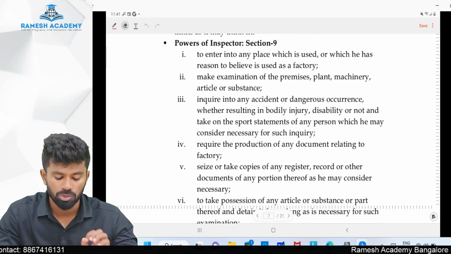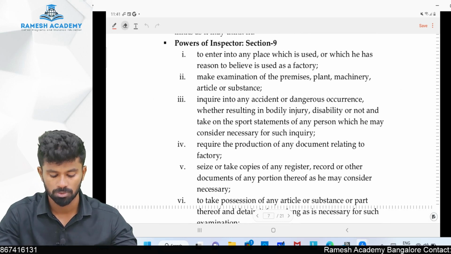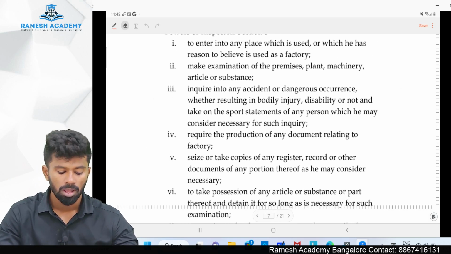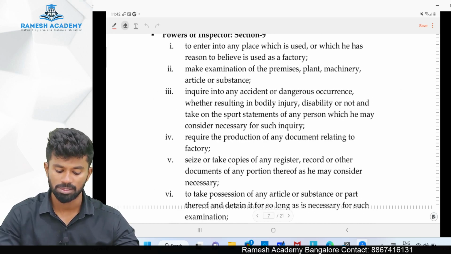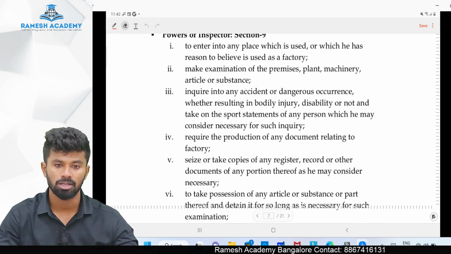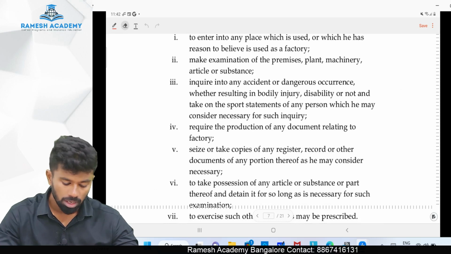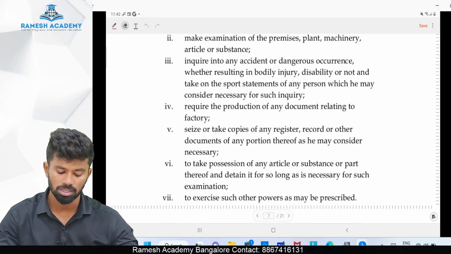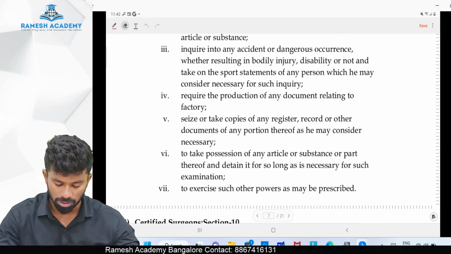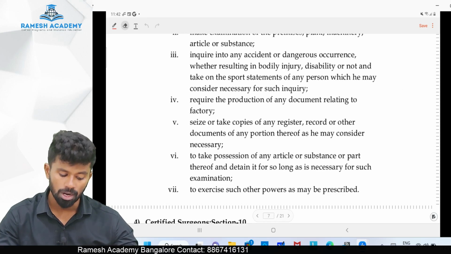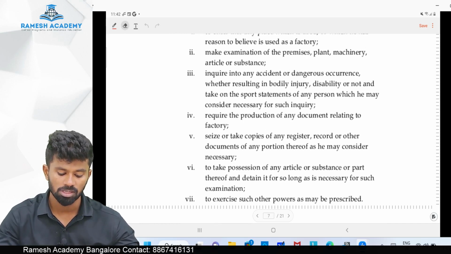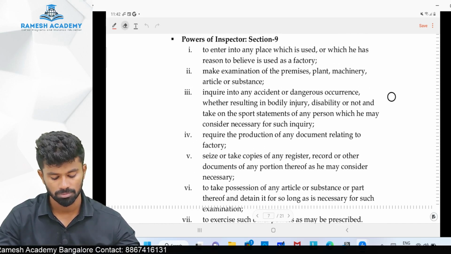He can enter into any place which he has reason to believe is used as a factory. Make examination of the premises, plant, machinery, article, substance. Inquire into any accident or dangerous occurrence, whether resulting in a bodily injury, disability or not, and take on the spot statement of any person which he may consider necessary for such inquiry.